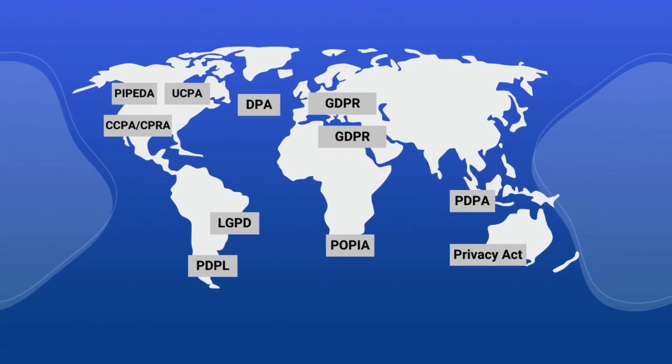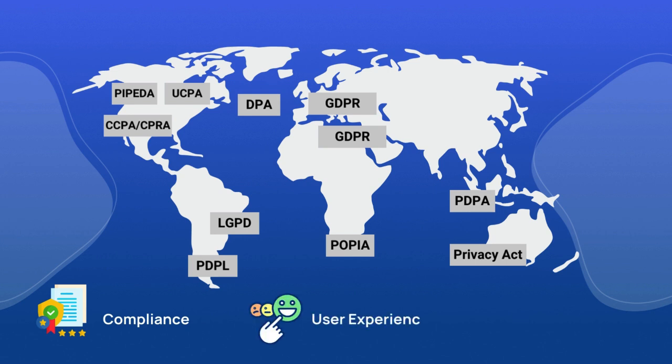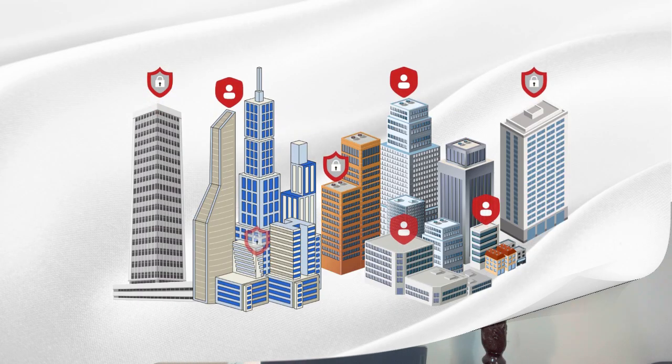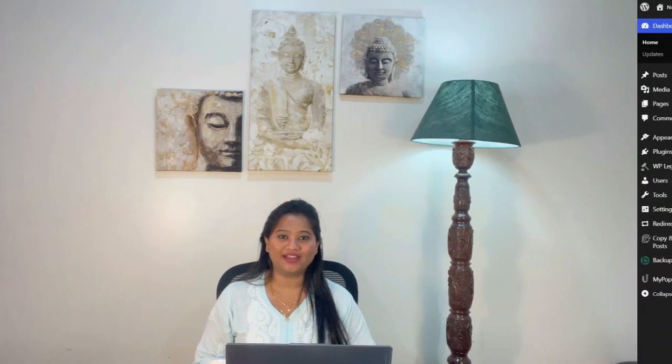Because it ensures compliance with diverse data privacy regulations and enhances user experience by displaying relevant messages. Additionally, geotargeting allows you to provide content in the user's native language, making your website more accessible and engaging for a global audience. Now let's dive into the steps to implement geotargeting using the WP Cookie Consent plugin.